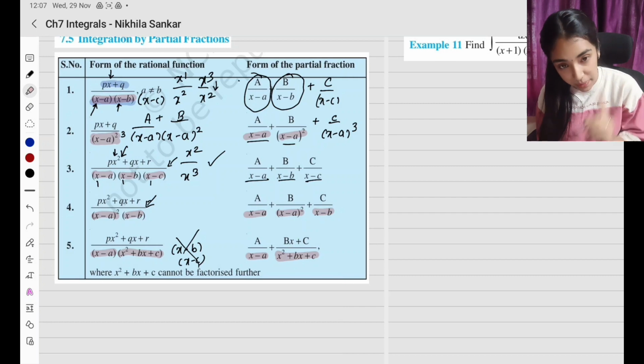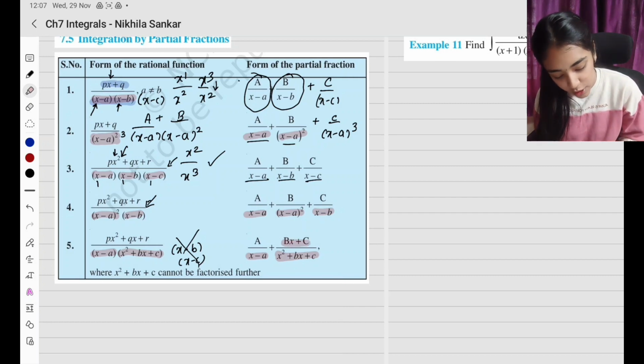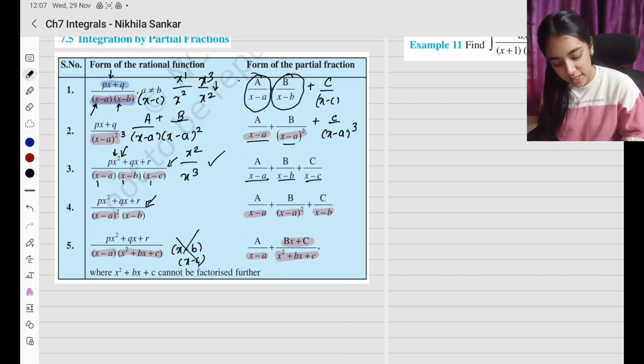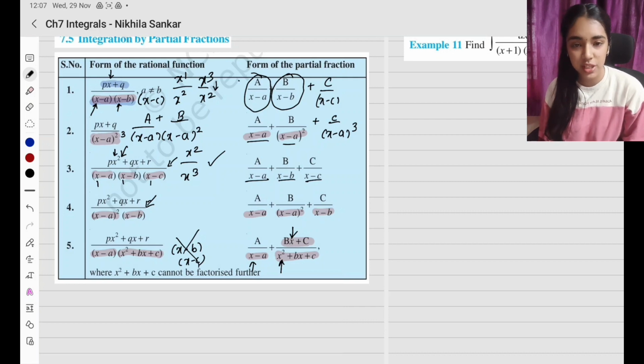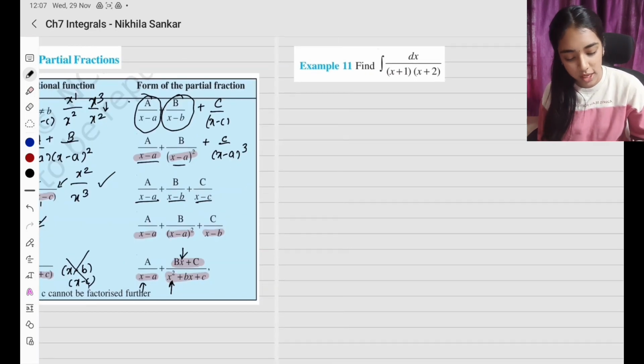Denominatorல quadratic அப்படியே எழுதணும். But in the numerator, you have to have bx plus c. So in the இடத்துல you only had x to the power 1. But here you have x to the power 2. So you have to have x to the power 1 in the numerator. Okay. So these are the 5 formulas that you need to remember. Sums நிறைய போட you will understand. Okay. So let us solve the first example.